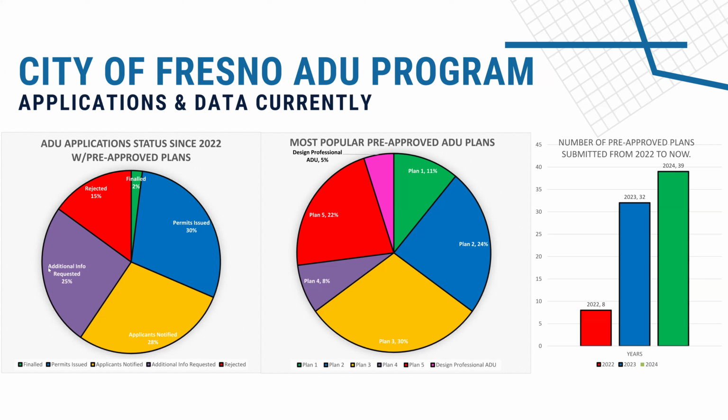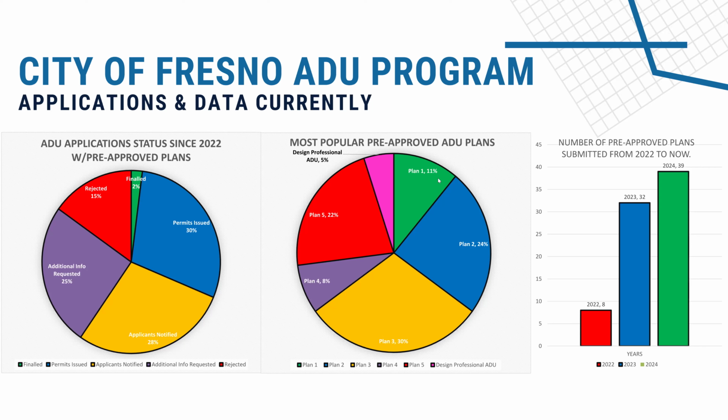25% have additional info requested. So they might be missing something from their application, and we've told them, hey, we need you to provide some more information. 15% have been rejected because, we've had some where they're proposing two of the plans on one lot, and they already have a primary dwelling, or they just select the wrong type of application for some reason.